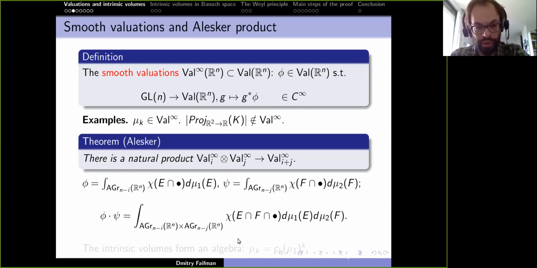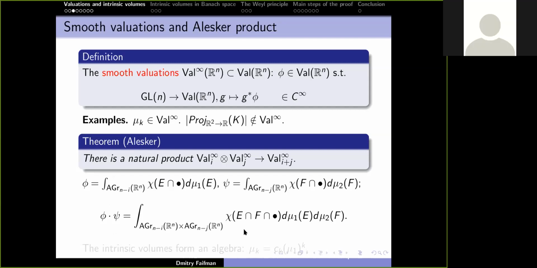So you take the integral over the product of the Grassmannians. Of course, you can reformulate it by saying that you have two measures on the affine Grassmannian, and you consider a map from the product of the Grassmannians to this new Grassmannian of codimension i plus j, and the product is the push forward of the product measure under the intersection map, which is almost well defined. Well, that's the formula anyway. And the key thing to take out of that is that the product of evaluations is intimately related to intersections.